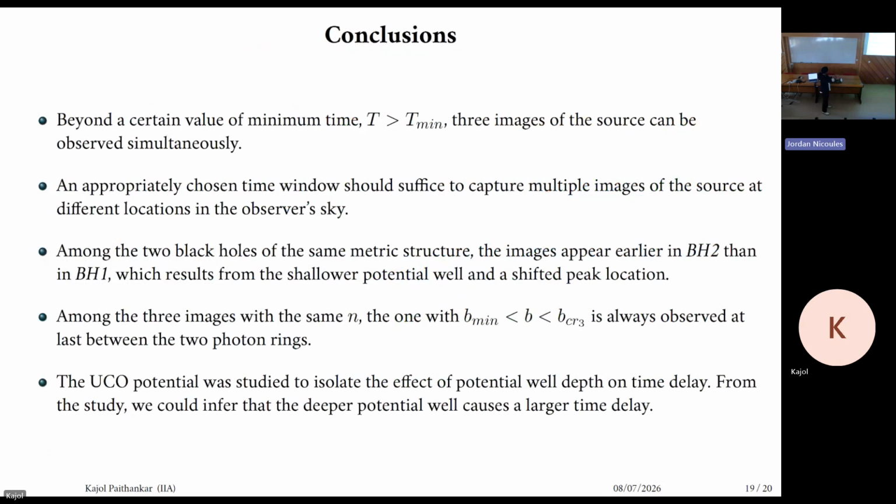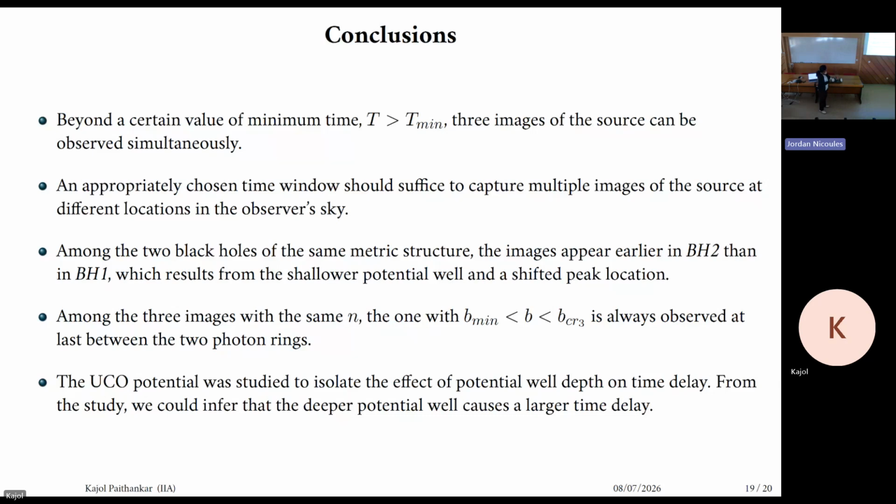So these are the conclusions: if we choose the proper time frame, then we will be able to see multiple images in the same time interval. That should be sufficient for observation of multiple images. And we have to consider the source to be a flash of light and not a continuous source, because then it will be difficult to observe. The other thing is, when I studied two black holes, in the case of the shallower potential the images appear earlier. So based on how early the images appear, we can say how the potential varies in between the two peaks, even though the photon ring sizes are exactly the same in the two cases.